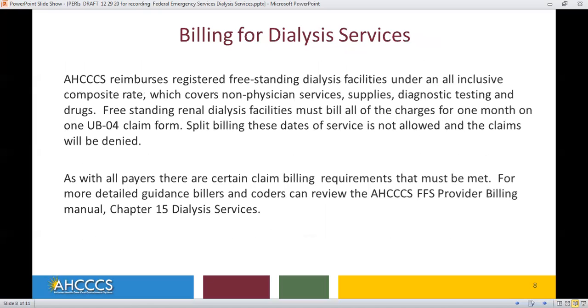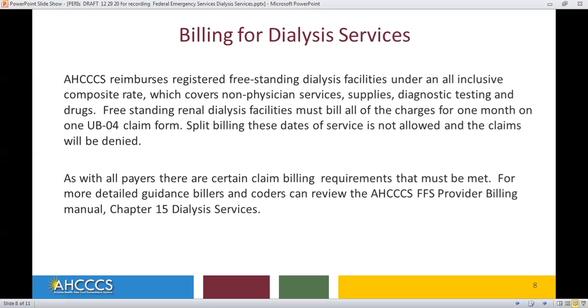Now let's move on to billing for dialysis services. Access reimburses registered freestanding dialysis facilities under an all-inclusive composite rate, which covers non-physician services, supplies, diagnostic testing, and drugs. Freestanding renal dialysis facilities must bill all of the charges for 1 month on one UB04 claim form. Split billing these dates of services is not allowed and the claims will be denied.